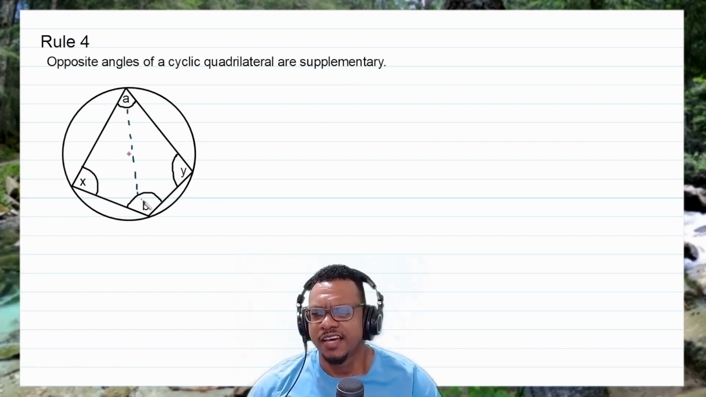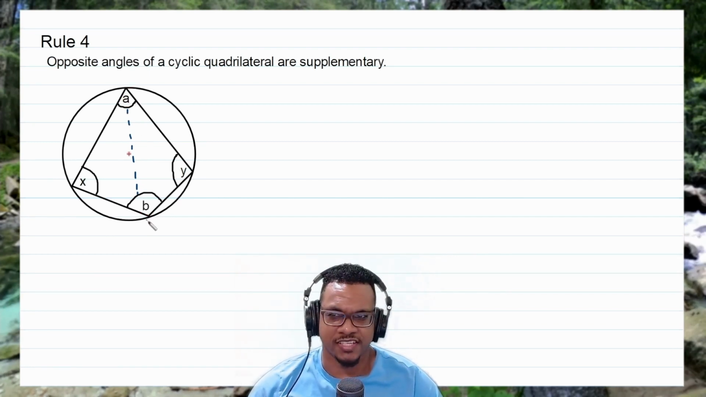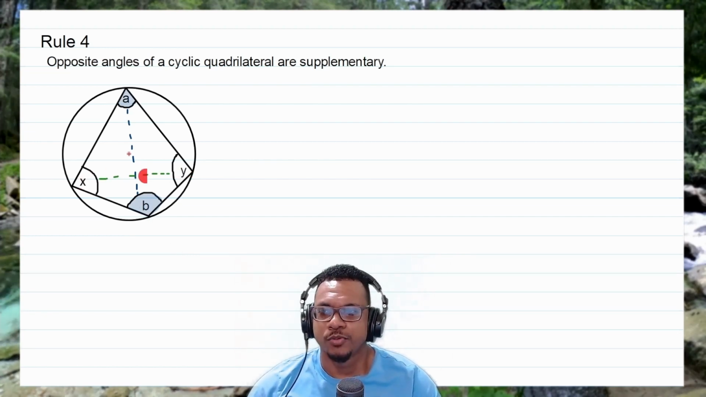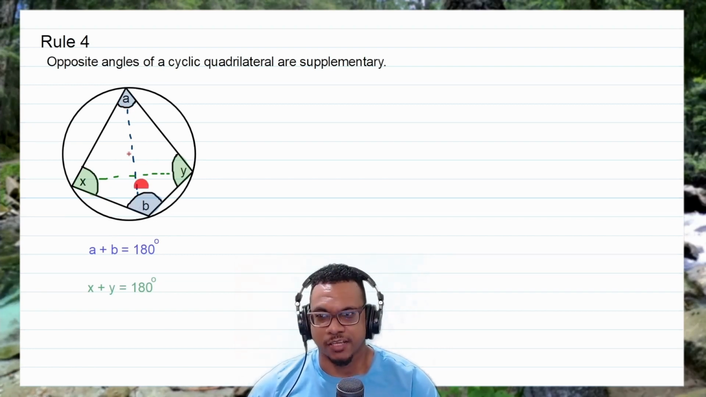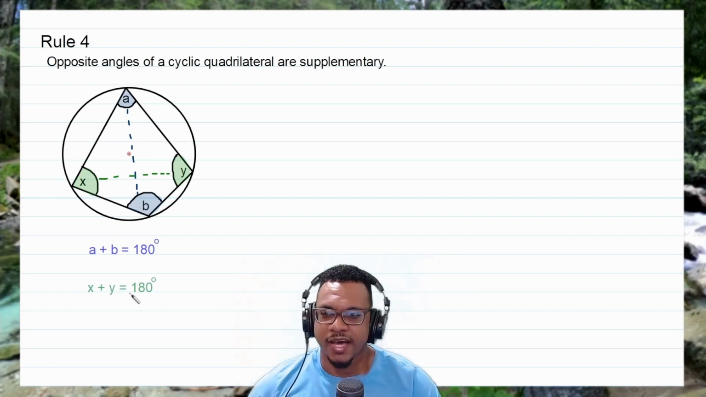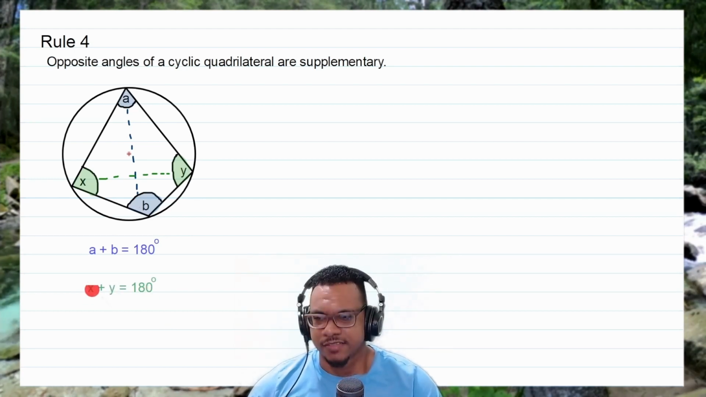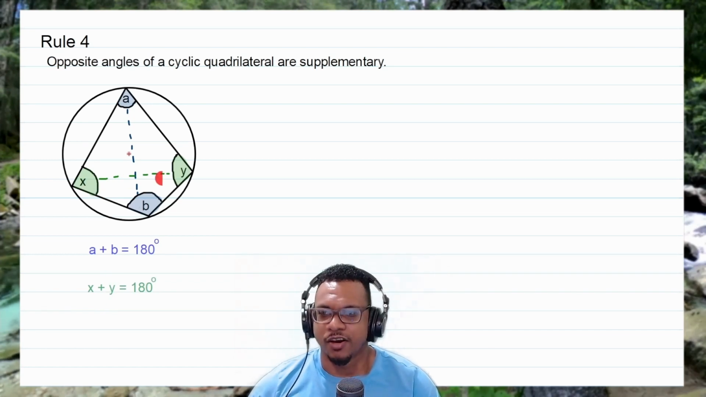So the angles A and B are opposite to each other. So A plus B would add up to 180 degrees. And the angles X and Y are opposite to each other. So X plus Y would be equal to 180 degrees. So here I have A plus B is equal to 180 degrees. So A and B are supplementary because they are opposite angles of a cyclic quadrilateral. And X plus Y is equal to 180 degrees because X and Y are supplementary because they are the opposite angles of a cyclic quadrilateral.